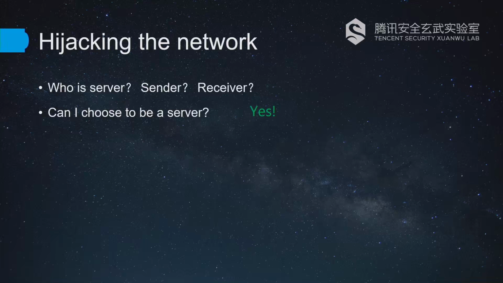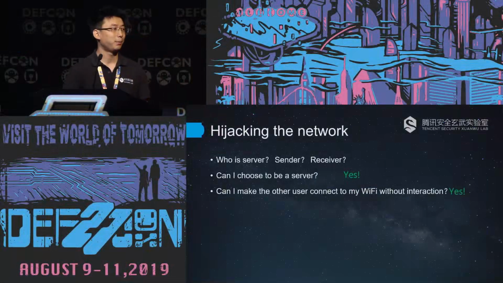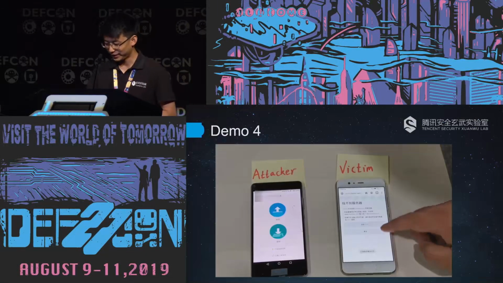For many other apps, we found that when an app running on Android 7 and another app running on Android 8 want to establish a connection, Android 7 is always the server because of some compatibility issues. Secondly, we will make the other user connect to my Wi-Fi without interaction. Can we do that? We found yes, because it was designed like this. Let's show the demo here.